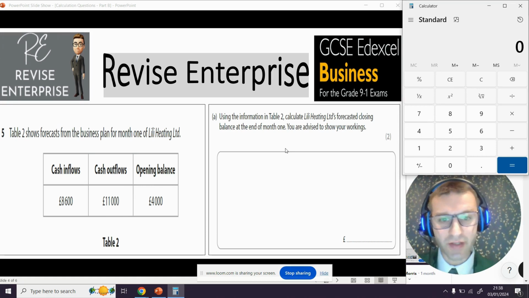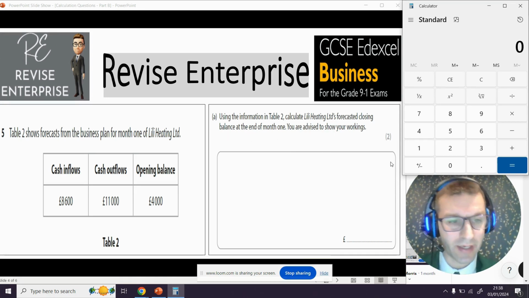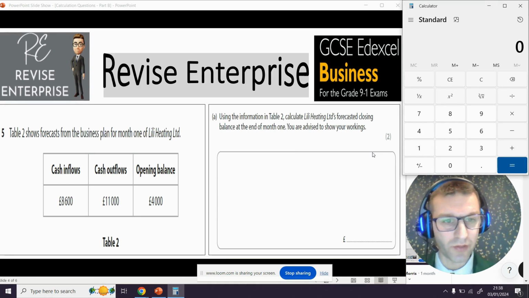Now, it says, using the information in table 2, which is here, calculate Lily Heating Limited's forecasted closing balance at the end of month 1. You're advised to show your workings. And again, there's 2 marks attached to this question. If you arrive at the right answer without any workings, again, they will award you full marks.